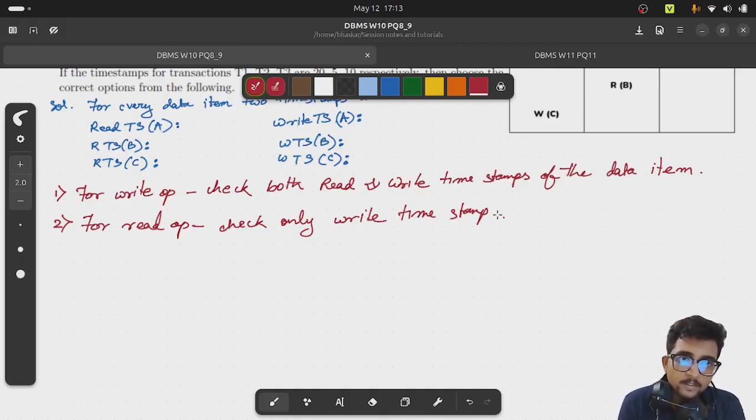But I didn't do it because of the interleaving or concurrency, and that's why I cannot do the read operation now, being an older transaction. So I must roll back. I will not allow the read operation. This is the basic idea.